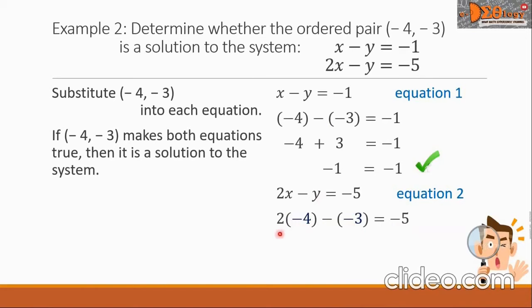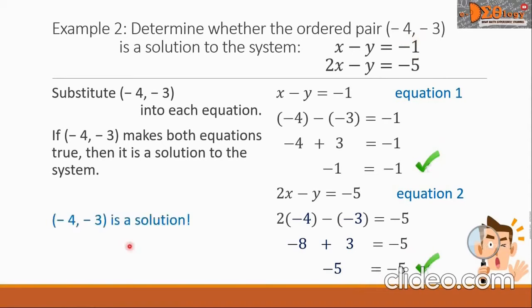Simplifying the left side, 2 times negative 4 is negative 8. And this negative and negative becomes positive. So this is now positive 3 equals negative 5. Simplifying this, negative 8 plus 3, we have negative 5. And this is now equal to our right side value, which is also negative 5. So this ordered pair (-4, -3) makes equation 2 true.